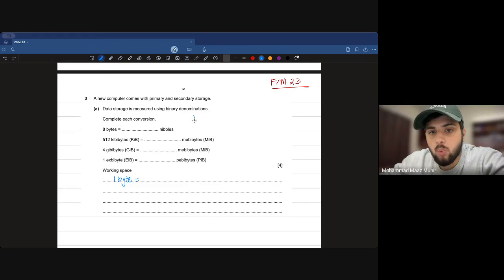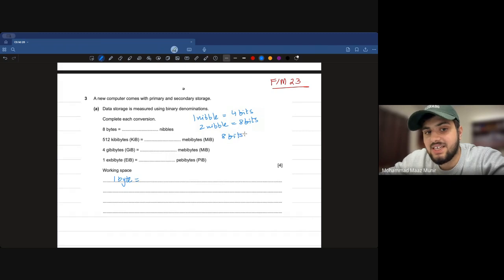It's basically that 1 nibble includes 4 bits, okay? And then we know that 2 nibbles are basically equal to 8 bits. And we also studied that 8 bits is basically equal to 1 byte, right? So this hence verifies that we have 1 nibble equal to 4 bits. So because 1 byte has 8 bits, this means that it's going to constitute 2 nibbles.